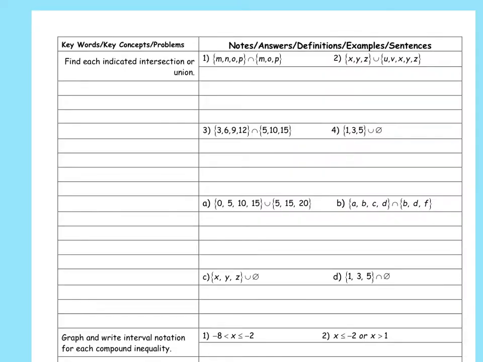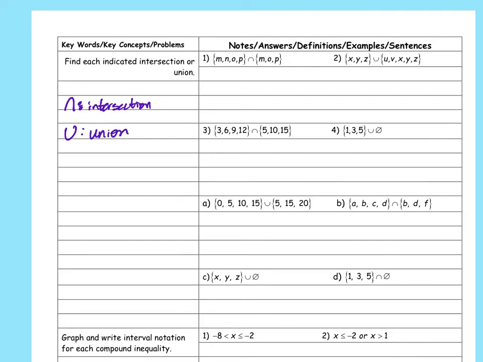So it says find the indicated intersection or union. Remember, I'm going to write this up over here. Upside down U is an intersection. And a right side up U is a union. Okay?